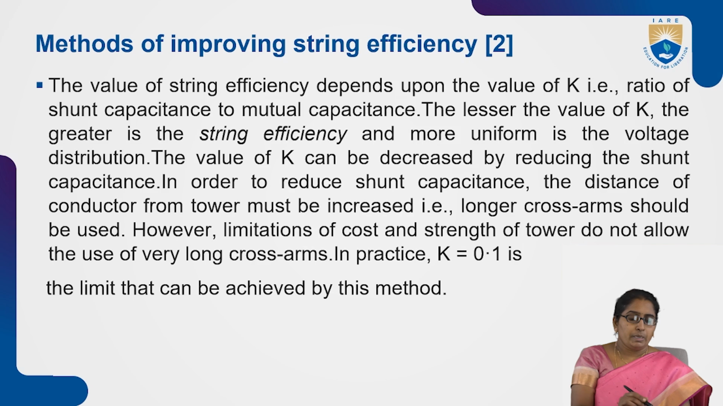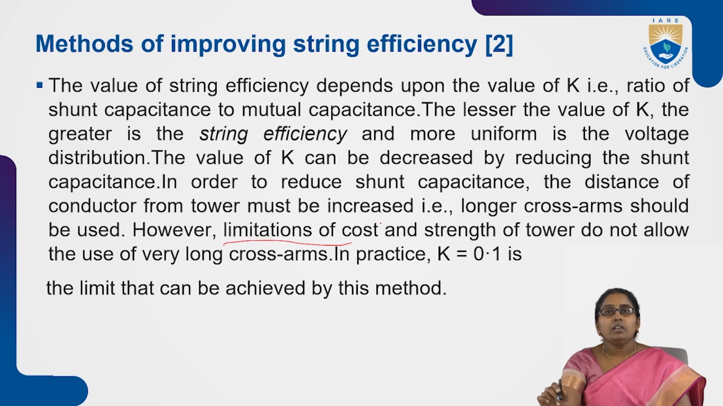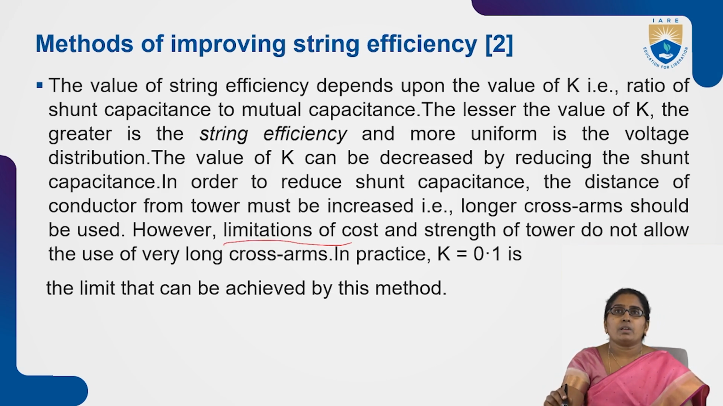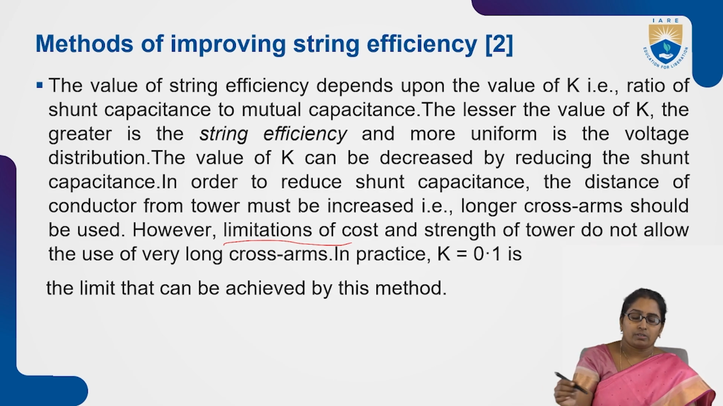But there is one limitation here. We can't increase the length of the cross arm so much, because that may increase the cost. So there is a limitation on cost, and also the strength of the tower does not allow using a very long cross arm. In practice, K equal to 0.1 is the limit. That is the minimum value we can go for.